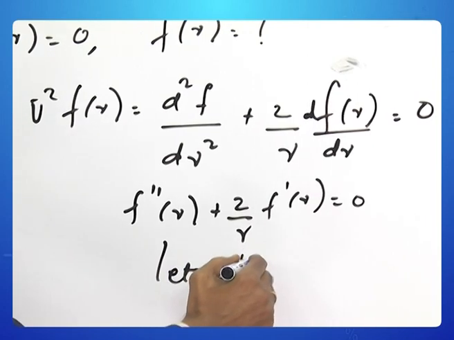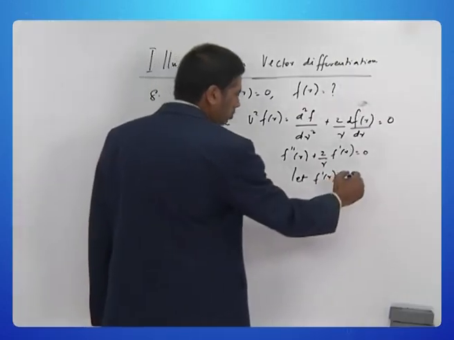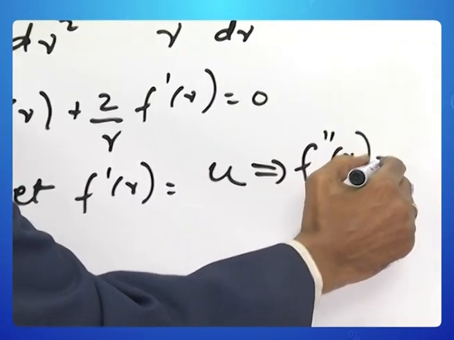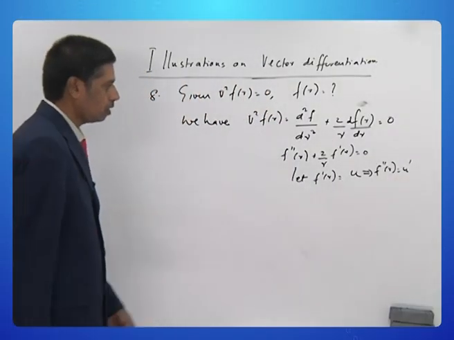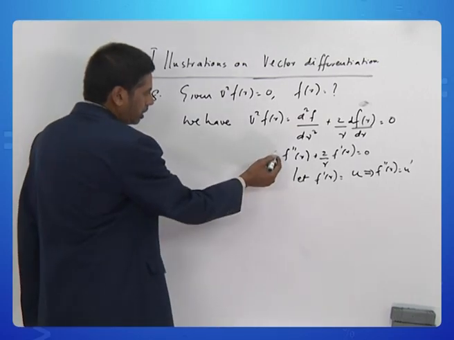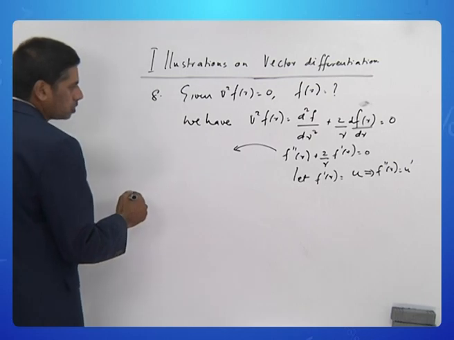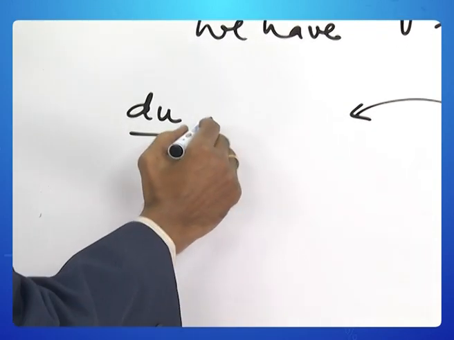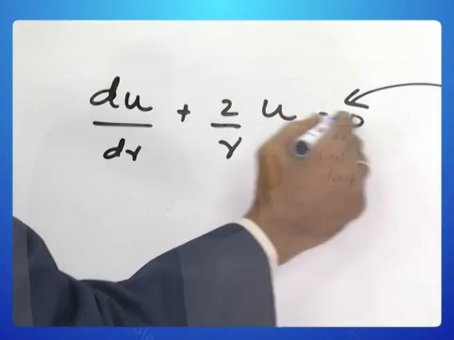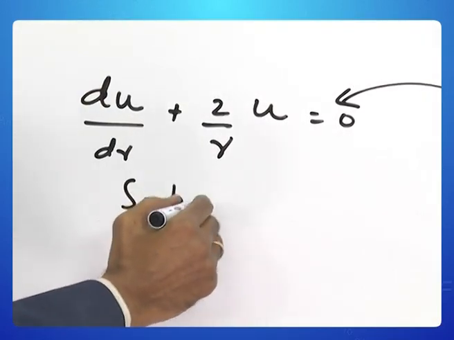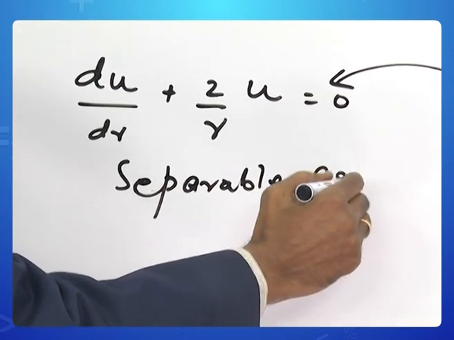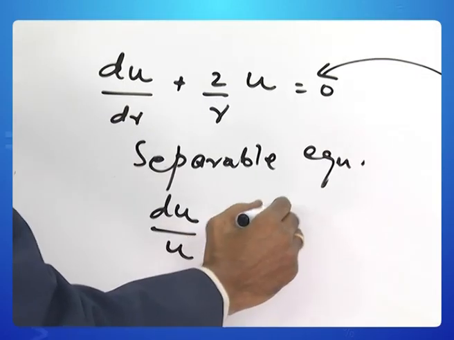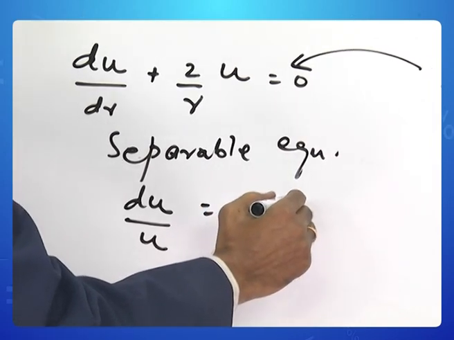So we make a substitution. Let f dash r is equal to some u. This implies f double dash r is equal to u dash or du by dr. So when you use that here, this becomes du by dr plus 2 by r u is equal to 0. So this is now a separable equation. So we can write this as du by u is equal to minus 2 by r dr.